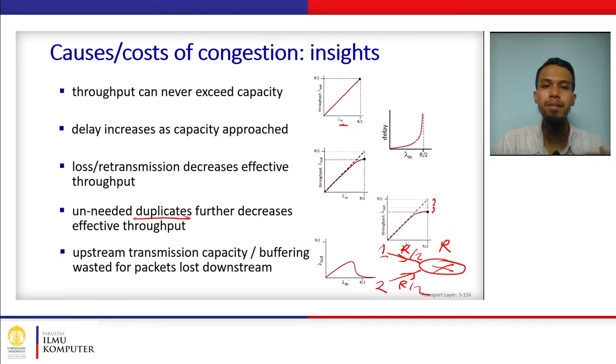But in reality, let's say flow number 1 is sending at a higher rate than R over 2, and at some point it can go up to R. In that case, when flow number 1 sends packets at a rate higher than R over 2, the throughput of flow number 2 will decrease lower than R over 2, and eventually it can go down to 0. This is what is shown in this graph.